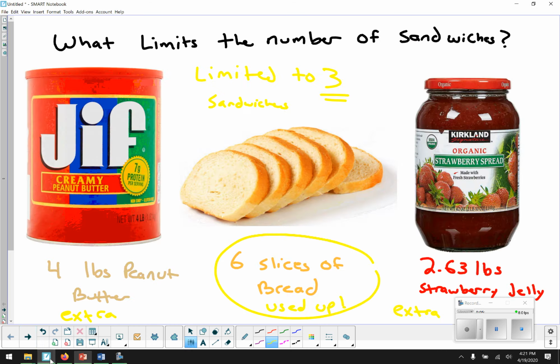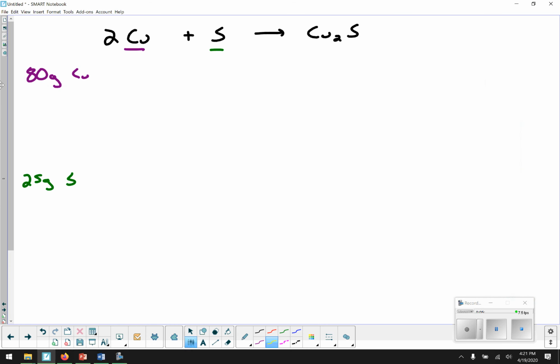So looking at the problem like this, and I have it written out here, basically you're doing 2 stoichiometry problems, one with each amount, and you're going to find out how much product it can make. So the first one, you're going to convert the 80 grams of copper into grams of copper 1 sulfide. And the second stoichiometry problem you're going to do is the 25 grams of sulfur. You can convert that into grams of copper 1 sulfide. So I'm going to set these 2 problems up. These are regular stoichiometry problems, and then we'll talk about our results.